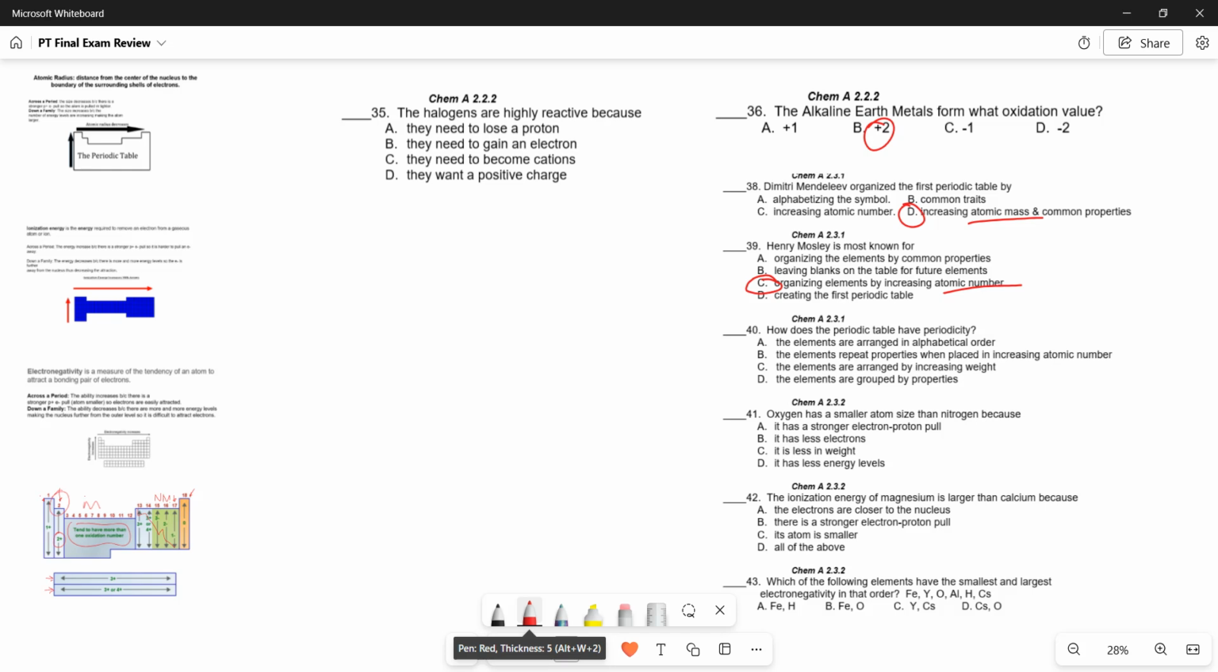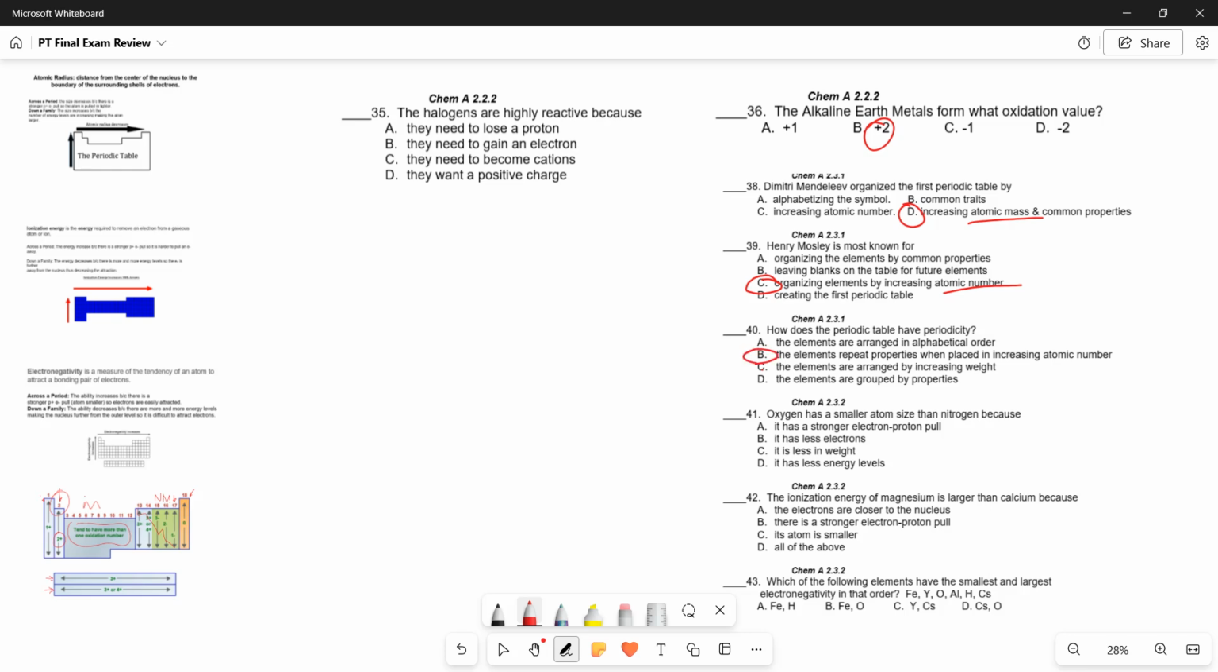Question 40. How does the periodic table have periodicity? Periodicity goes along with the periodic law that when elements are organized by increasing atomic number and by common traits, those traits will repeat themselves over and over again. So the alkaline earth metals, they all have a +2 charge. The alkaline earth metals are all metals, and so forth and so on. So because we come back to family 2 over and over on the periodic table, we see common traits there. So if we look here, they're not in alphabetical order.